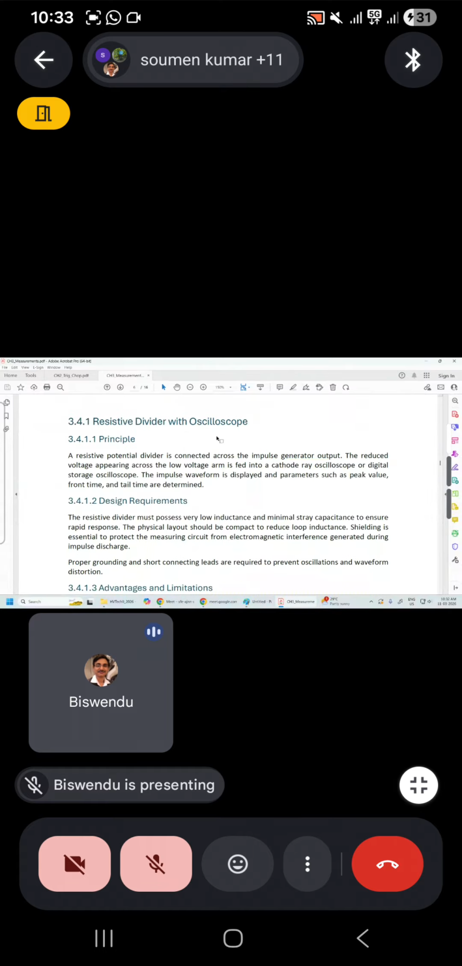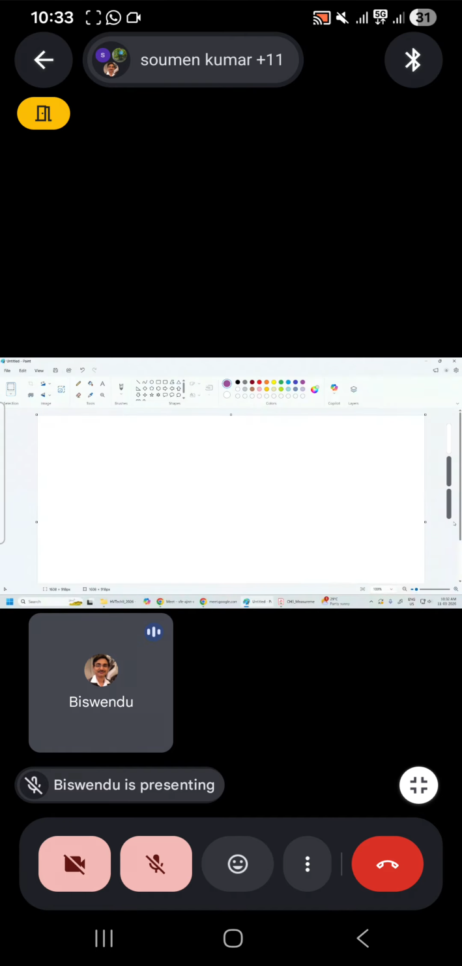This is the resistive divider with oscilloscope. High voltage impulse, because resistance does not alter the wave shape or phase, we can easily use a simple resistive divider with a CRO. Here the voltage is in the order of kilovolt, the resistive divider makes it in the order of volt, and the CRO reads the actual impulse wave shape.